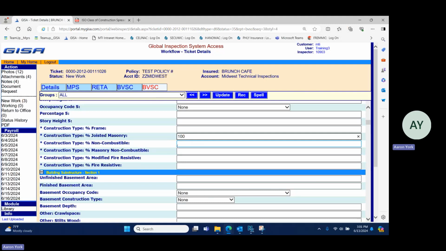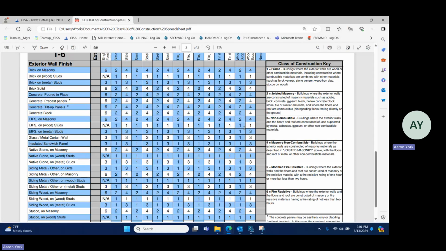Again, we recommend you take a look at your ISO class construction spreadsheet. If you're unfamiliar, it does have an accounting of all wall materials and all roof materials that you could encounter in the field. So you're able to, between those two data points, put together the proper ISO class on the building.